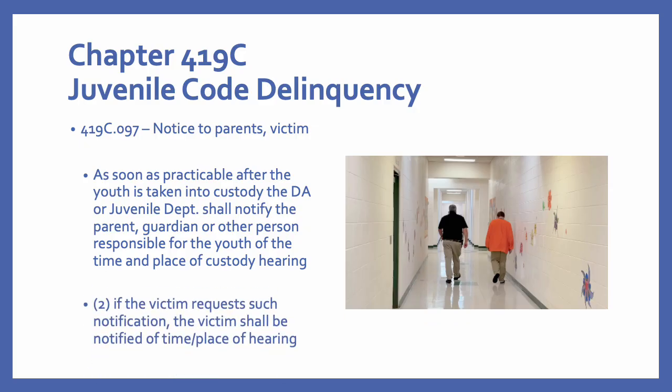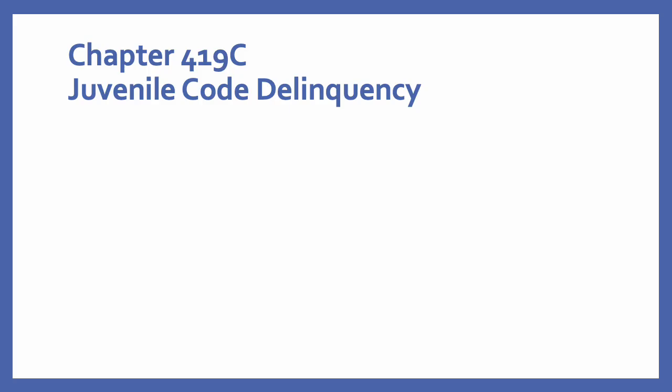The victim shall be notified of the time and place of the hearing. If there is a victim involved in this case, the Victim Assistance Office or whoever in your county works with the victim will notify them of the first hearing, will have them fill out paperwork, and if they indicate in the paperwork that they want to be notified of certain hearings, a custody hearing is one that a victim can ask to be notified of. Continuing in 419C.